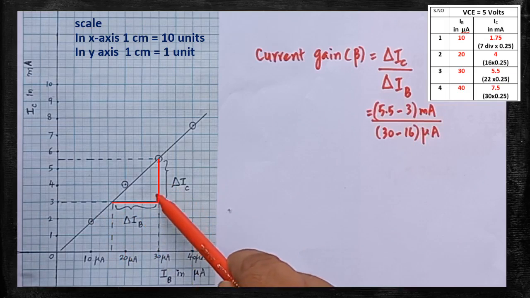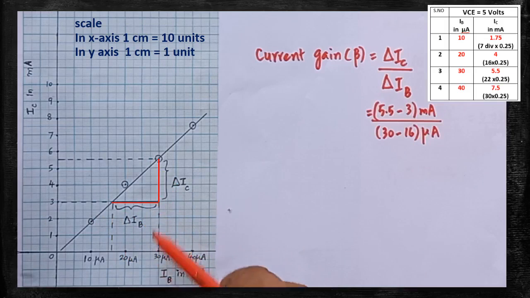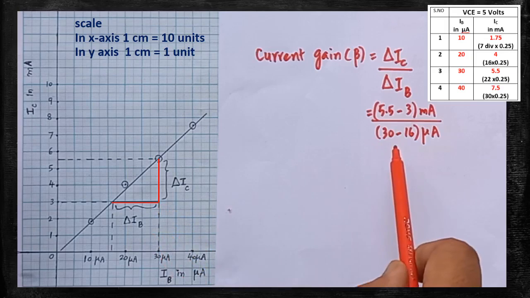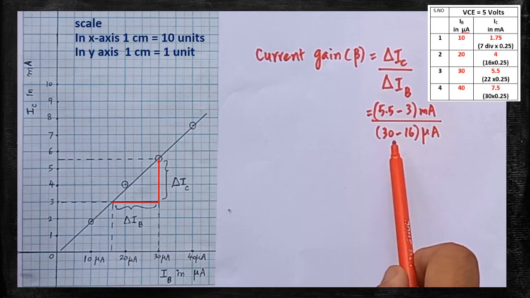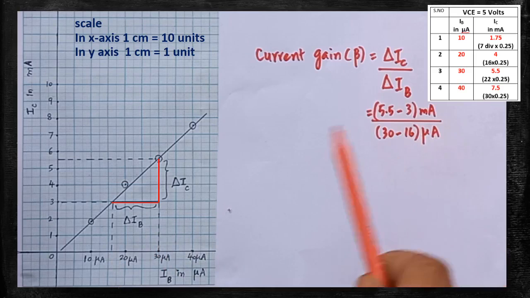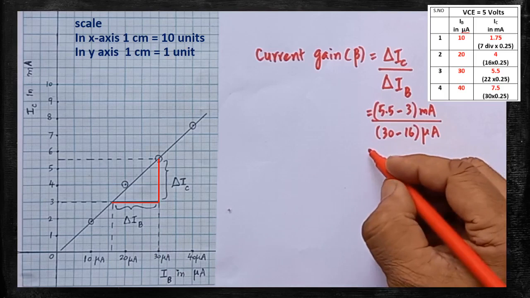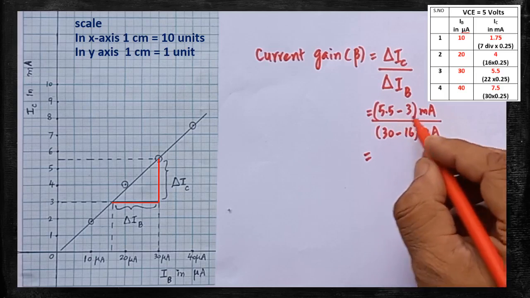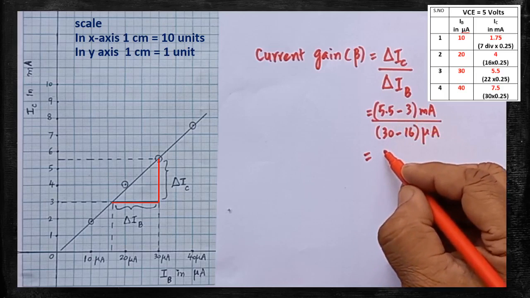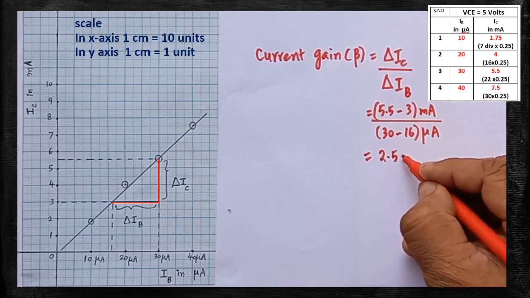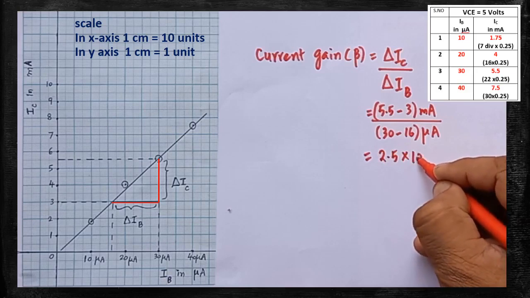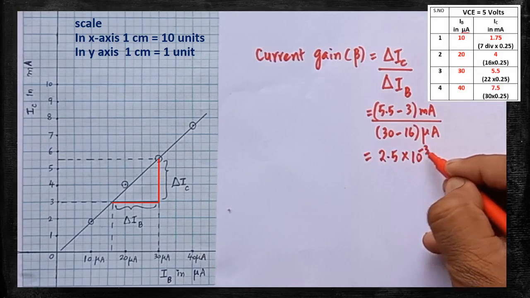After that, from the slope, the lines are extended towards the x-axis. Find out the maximum value of IB, that is 30. Here the minimum value is 16. So the values are substituted here, 30 minus 16 microampere. Now find out the difference. Here the difference is 5.5 minus 3. After getting the difference, you will get 2.5 milliampere, which must be converted into ampere, 10 to the power of minus 3 ampere.